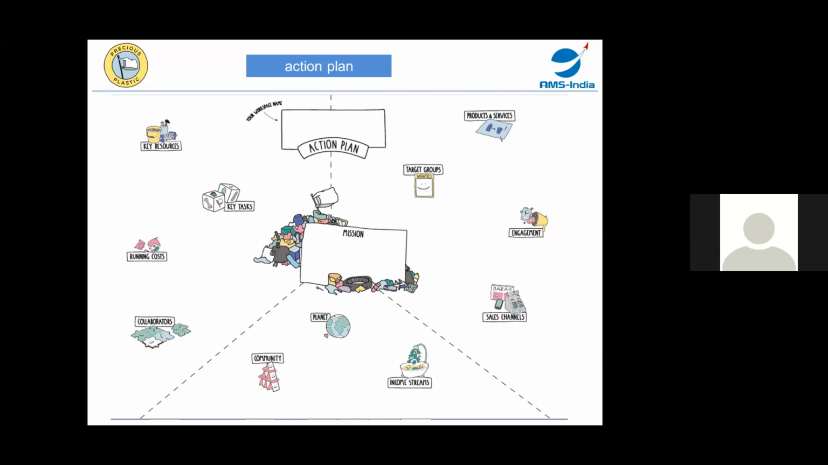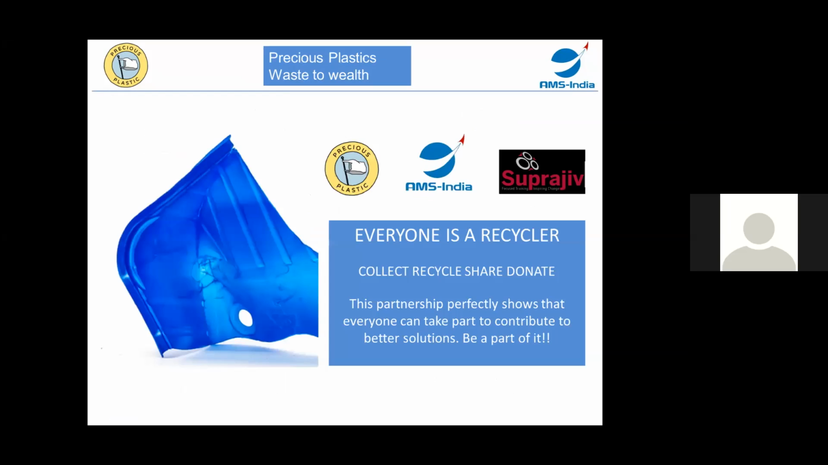Maybe they just buy the shredding unit first, and then the plastic is sold. Then they get some money out of it, and they can convert it into a higher level. The investments are a problem for such people. So this is the whole idea of waste to wealth. This is how we try to make precious plastics and convert them into real wealth, and this is what we want all of you to be a part of.